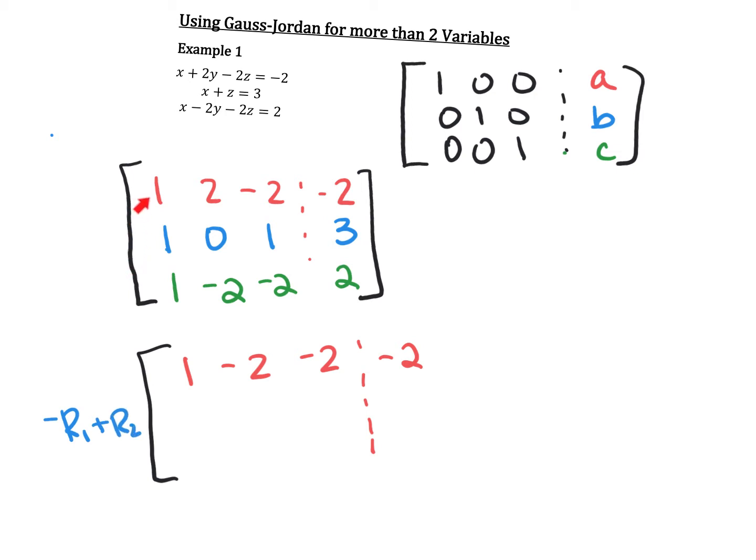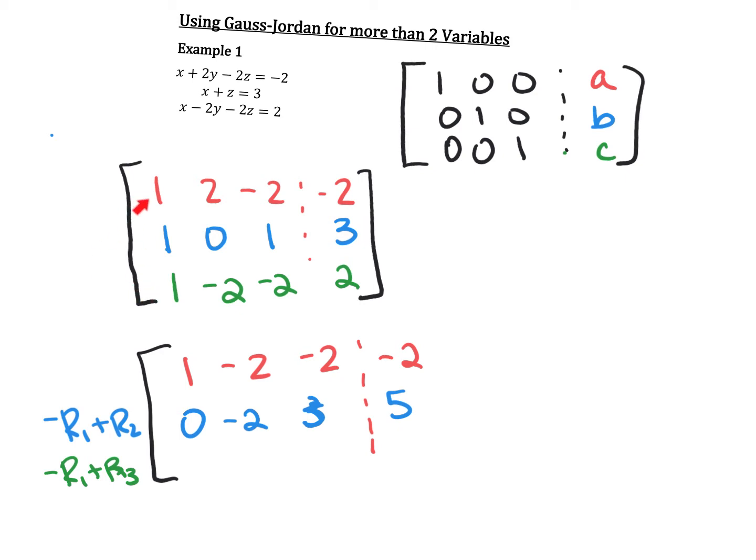When I do that, I get negative 1 plus a 1 is 0. Negative 2 plus a 0, negative 2. Negative 2 times a negative 2, negative 2 times a negative is a positive 2 plus 1 is 3. And then it's a negative times a negative again. That has a positive 2 plus 3 is 5. I'm going to do the exact same thing for the other row, for the green row. I'm going to multiply this red row by negative and add it to the green row. So I'm going to do negative R1 plus R3.